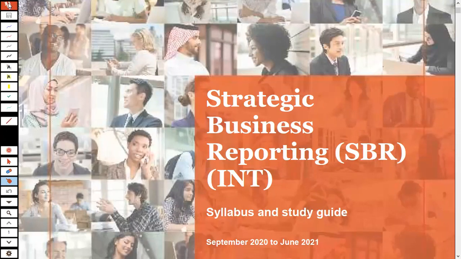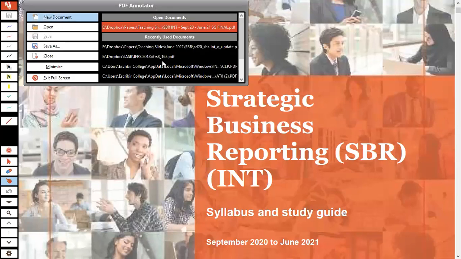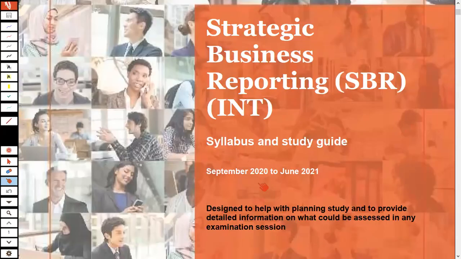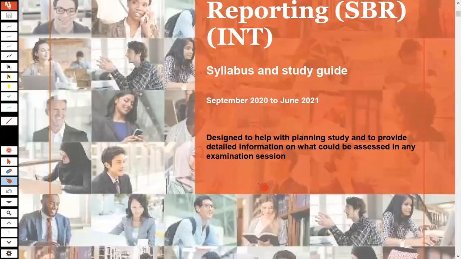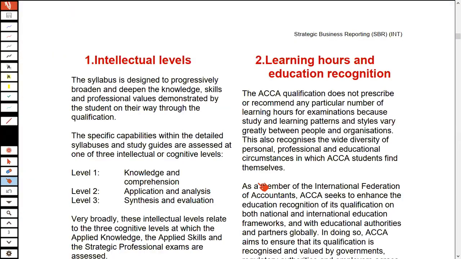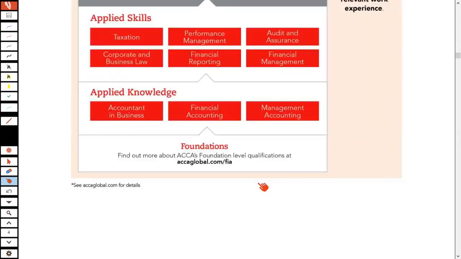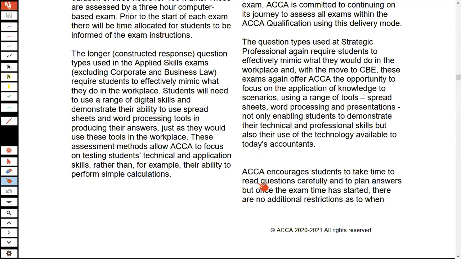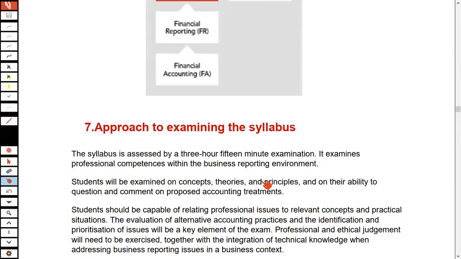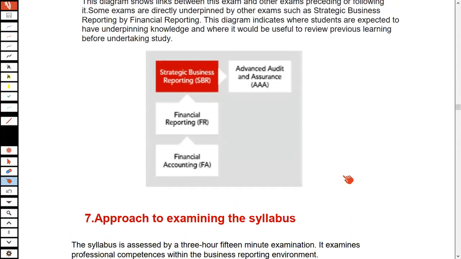First of all, let me guide you through this. The SBR paper is a very different paper as compared to the F7 or the FR paper. Why is it very different? The reason being, the method of examination is altogether different. At the FR level, you have a lot of numbers, but at the SBR level, there are not many numbers. I mean, the numbers are there, but the discussion is there a lot.